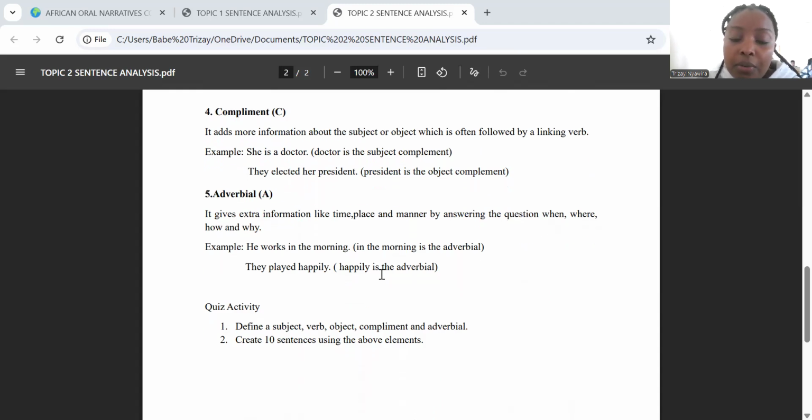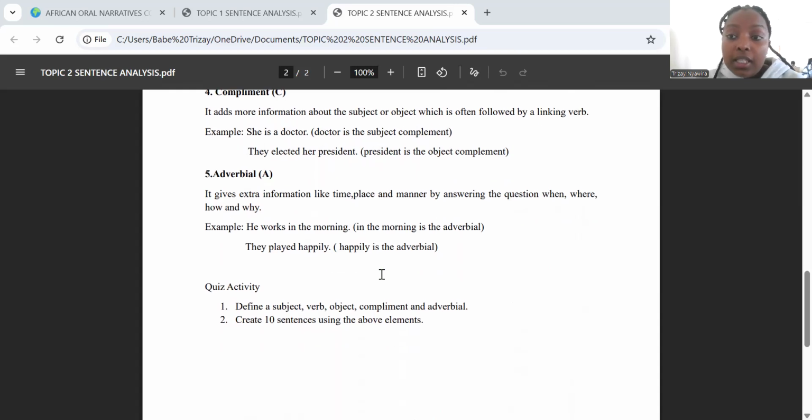The next element is the adverbial. It gives extra information like time, place, and manner by answering the questions when, where, how, or why. For example, he works in the morning. In the morning is the adverbial. He played happily. Happily is the adverbial. She sang excitedly. Excitedly will be the adverbial. So those are the 5 elements of a sentence.